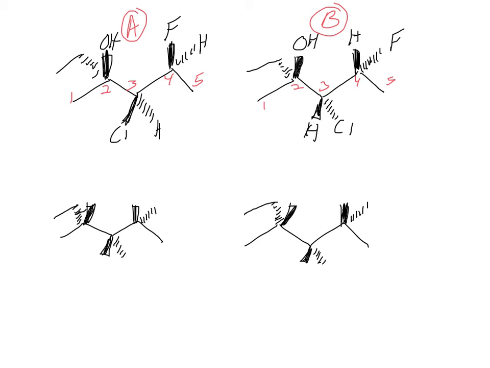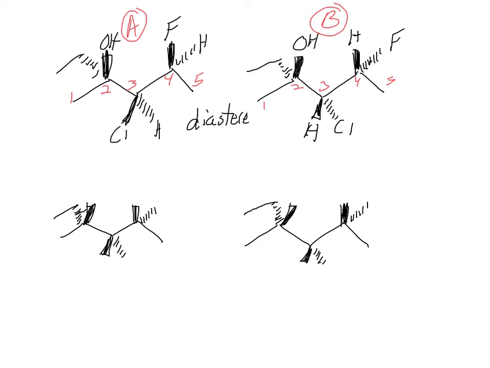So if they're enantiomers, every stereocenter has to be flipped. So not one could be the same. So is there a stereocenter that's exactly the same in A and B? Yes, there is. At which carbon? Carbon 2 appears to be exactly the same. So if that one stereocenter is the same, and at least one other is different, what do we have here? We have diastereomers. So A and B are diastereomers.